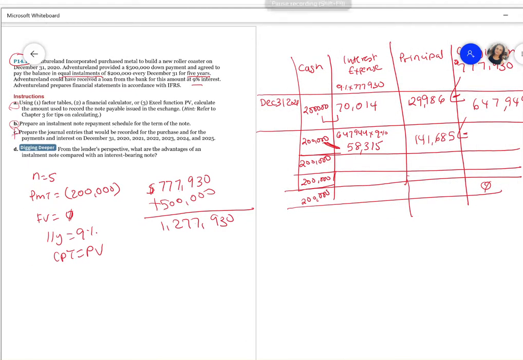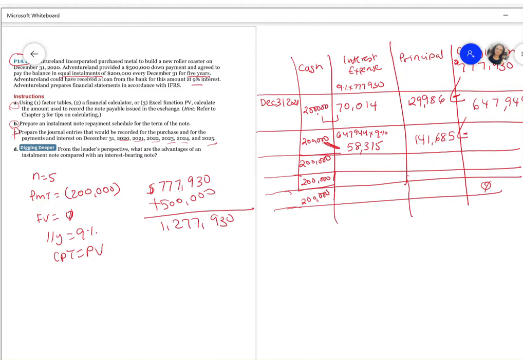The C part of the question is asking us to prepare the journal entries that would be recorded for the purchase and for the payment and interest for 2021, 22, 23, 24, and 25. Now, we could continue finishing this table, but I'm sure you could finish the table yourself.